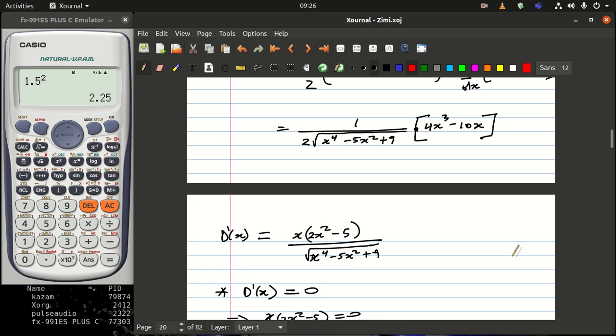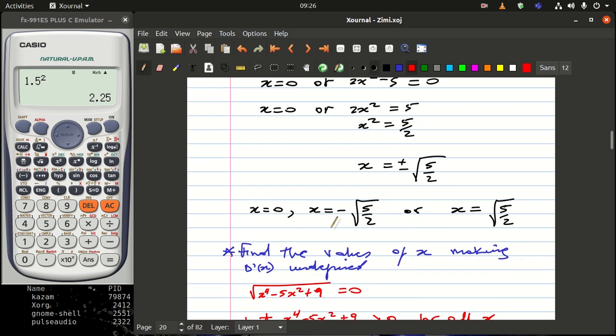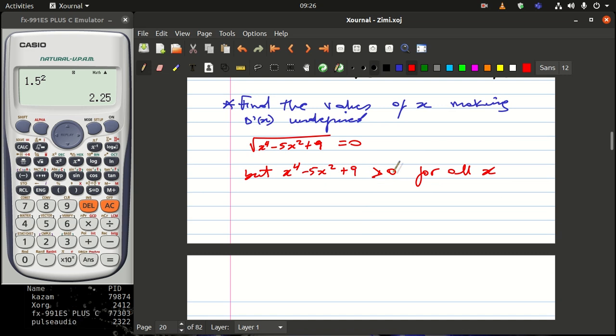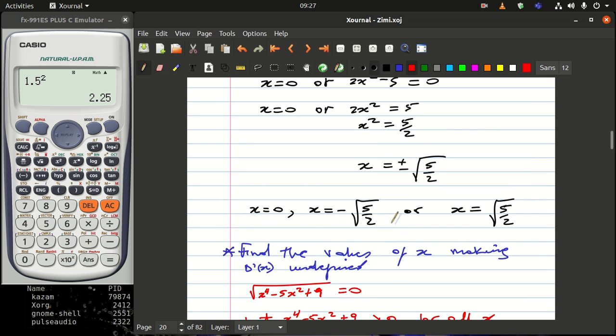Why am I saying that? Because here we said that this thing is defined everywhere. This square root is defined everywhere because this is positive, that is positive. And I'm still talking about the same thing here. So this one is always positive for all values of x. So d prime of x is always defined. So we don't have any critical numbers that are found by making this undefined. We only have those three.